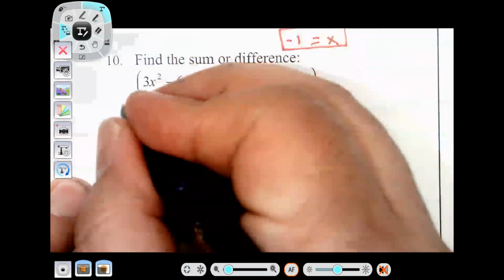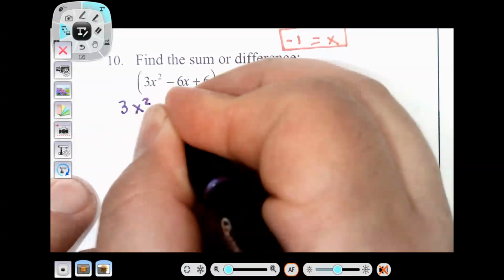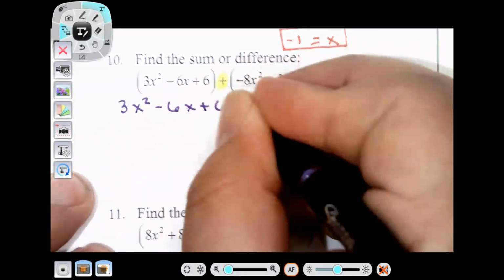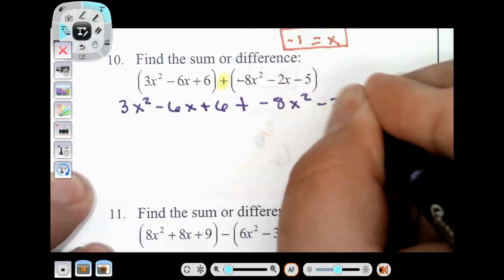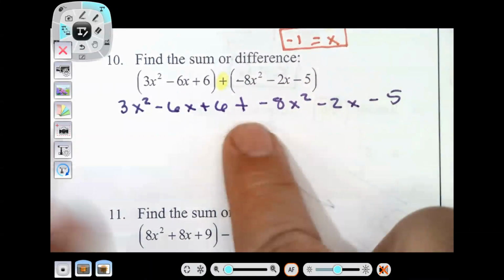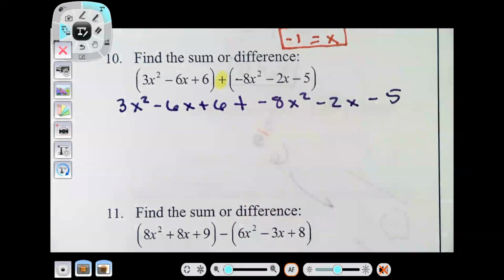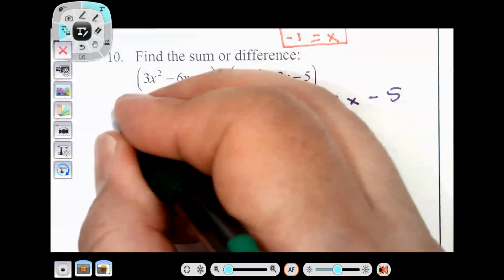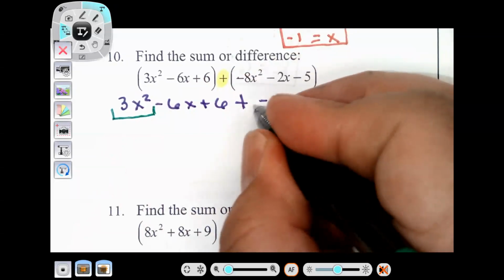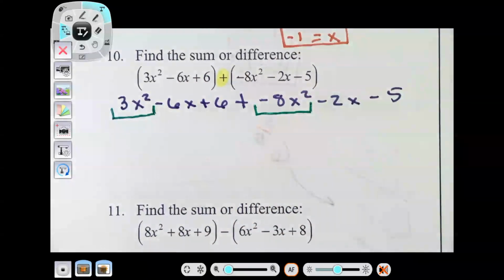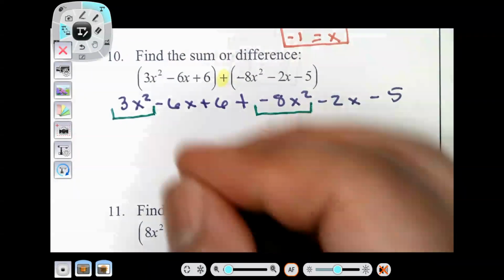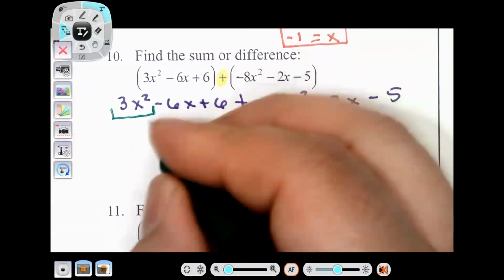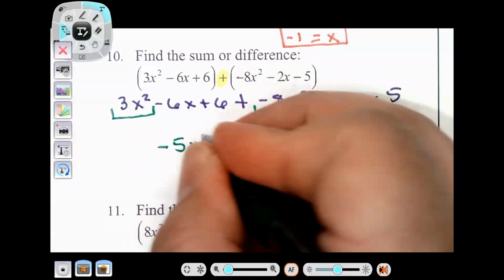So then I have 3x squared minus 6x plus 6 plus negative 8x squared minus 2x minus 5. That looks a little weird. That's okay. But when I combine, remember, I don't mess with powers. I literally just combine my numbers. So 3 minus 8 is negative 5. And why did I join them? Because they both said x squared.